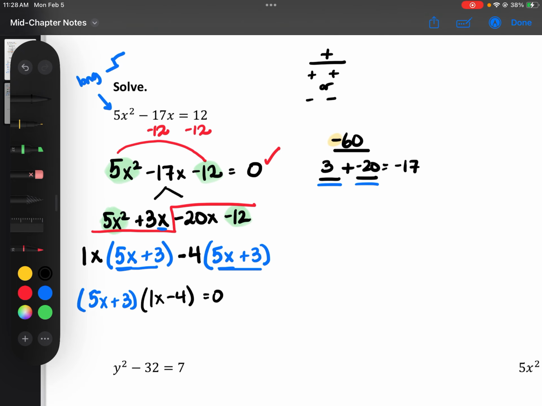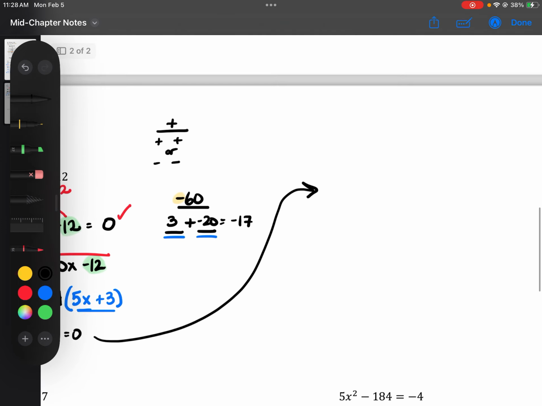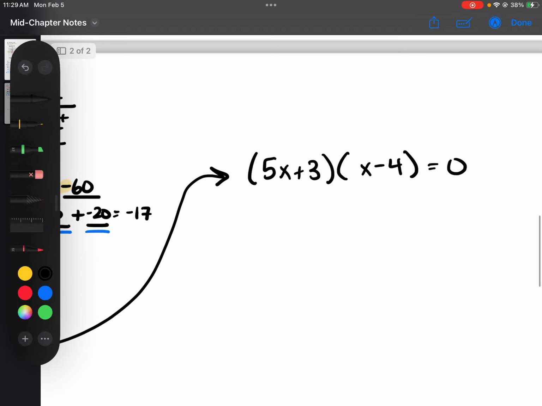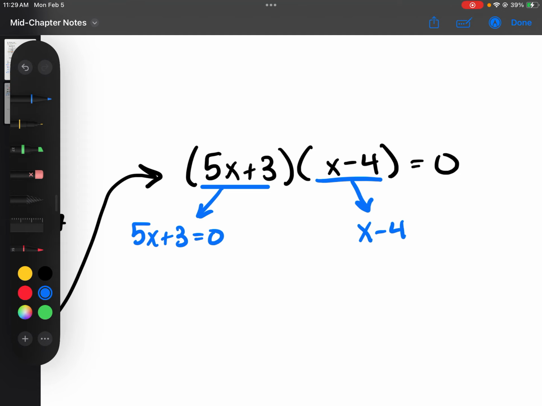Now, unfortunately, we're not done, but at least the last step, I think, is the fastest step. So that was kind of the long process. I'm going to rewrite this over here just so I have some room. So we have 5x plus 3 and 1x minus 4. Just a reminder, if it's a 1 in front of the x, you do not need to write that. So I'm going to erase that. I'm just going to leave it as x minus 4. And then the last step is to just set them equal to 0. You don't have very many of these types of questions. Most of the factoring I give you will be the fast method. So I'm going to set them both equal to 0 and solve.